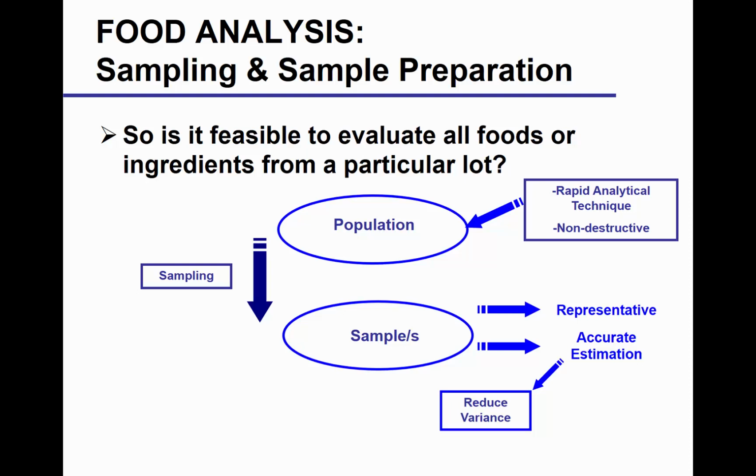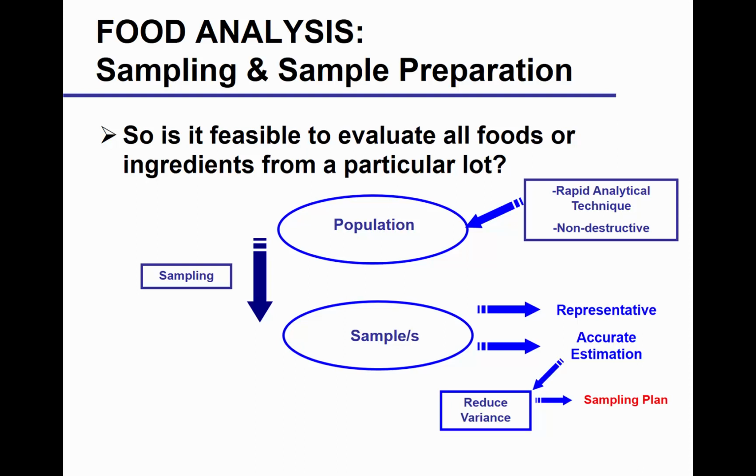So there is consumer risk and there is industry risk. The risk to the consumer is to accept something of poor quality that might cause them sickness or illness. The risk to the vendor or the producer is that you reject a lot that is probably good, so they would lose money. That's why it's really important that you take a representative sample in order to get accurate estimation and sound decisions.